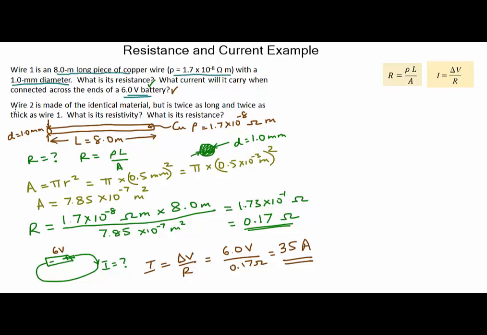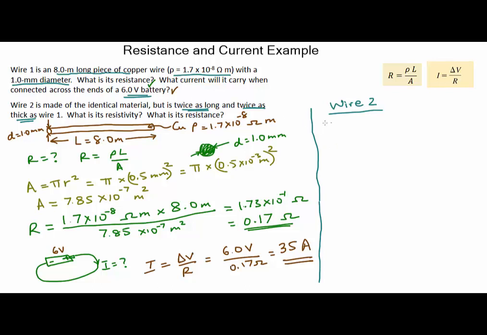The second part says that wire 2 is made of the identical material, same copper, but it is twice as long and twice as thick as wire 1. And then it's asking what is its resistivity and what is its resistance. So let me use the space over here to do this part. So I've got wire 2, and what's given to me is that it's the same material as wire 1.